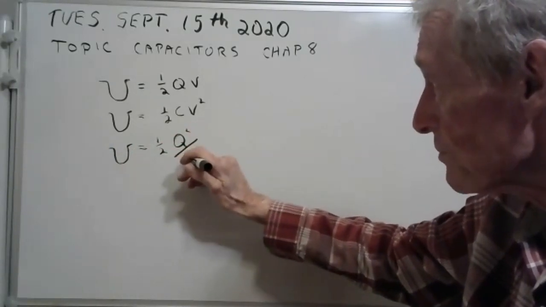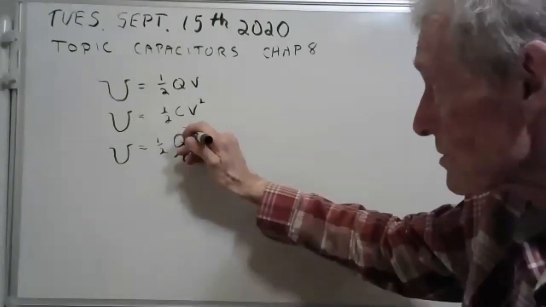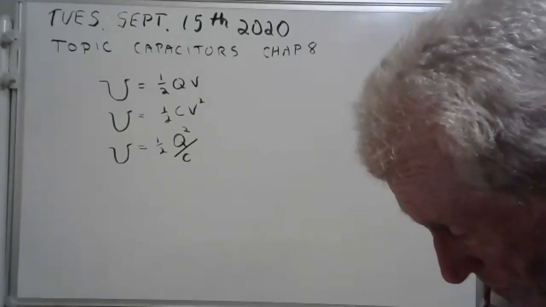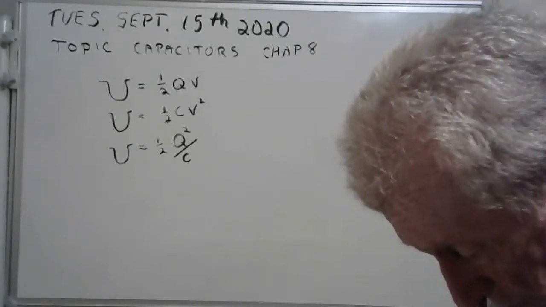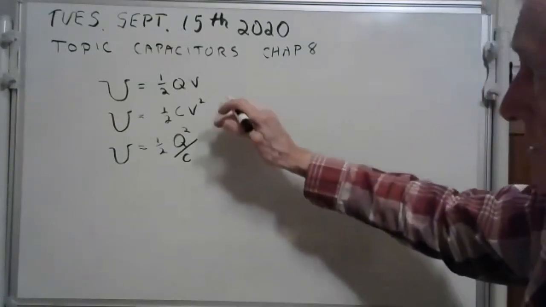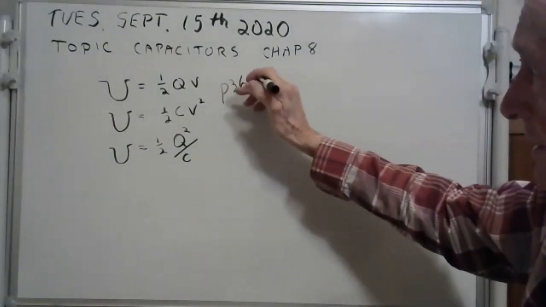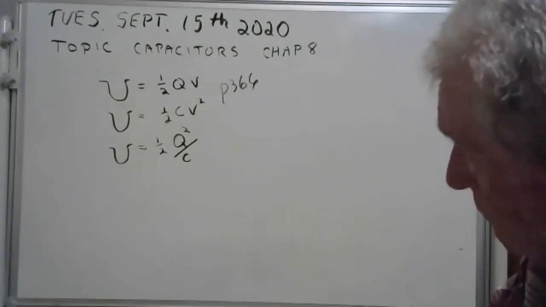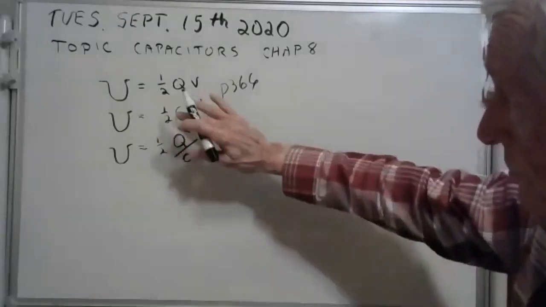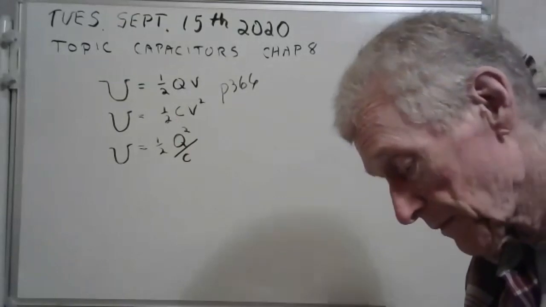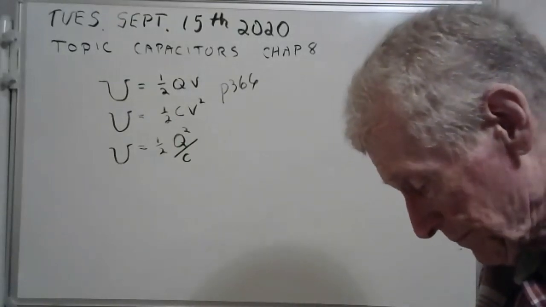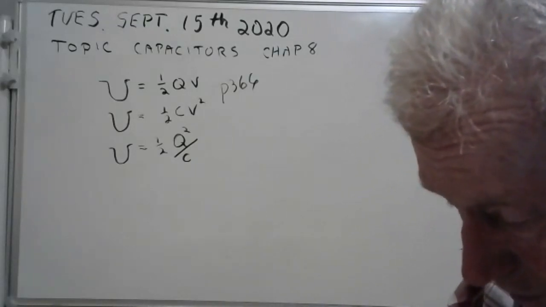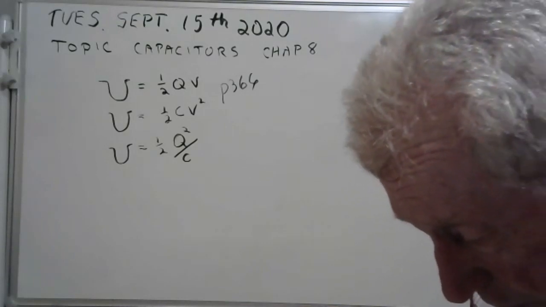Now, I did all these from memory, which is kind of dangerous. Let's make sure I haven't goofed up, okay? And this would all be in your book here someplace. It's on page 366. Did I get these equations right? By Jove, I did. Those equations are all correct. Let me show you where they came from. Then we can figure the energy stored in a capacitor.